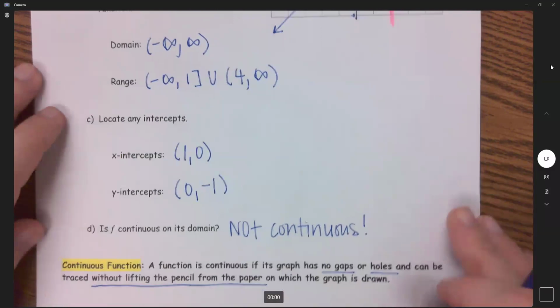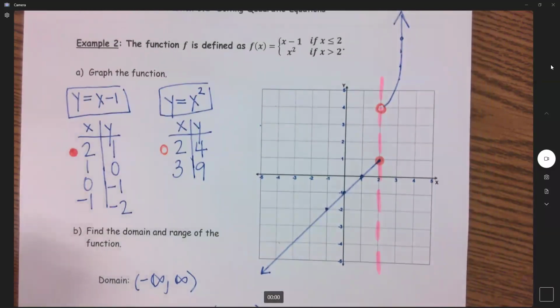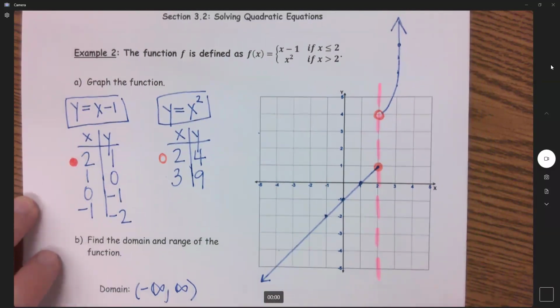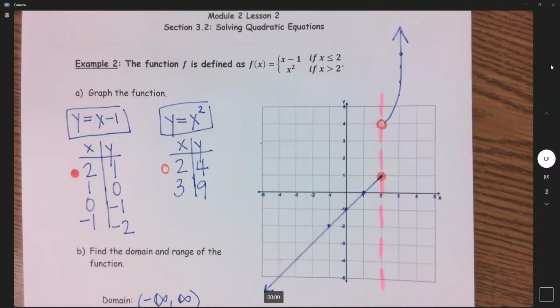Now, rewatch this video if you need to, and then I want you to pause it, and I want you to try to do example 3 on your own. Okay, so I hope you have paused this video. Let's walk through example 3.